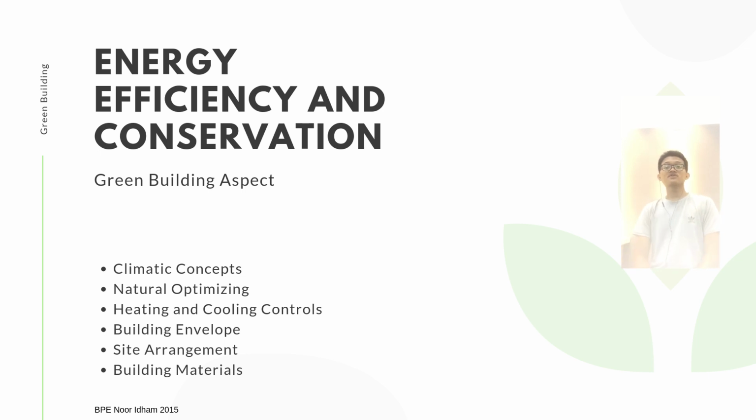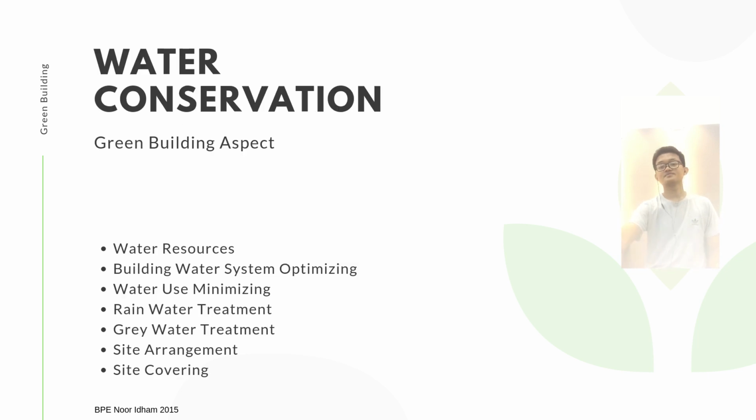And then energy efficiency and conservation, this is also divided into 6 parts: climatic concepts, natural optimizing, heating and cooling controls, building envelope, site arrangement, and building materials. And all of those aspects are ruled by the specific area where the green building concept is applied.